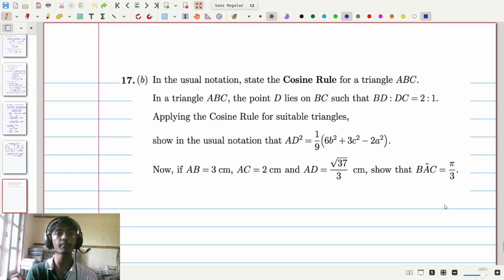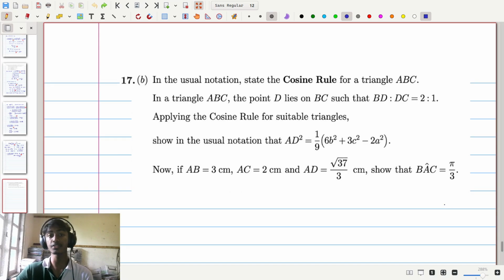2026 A-Level Combined Mathematics Paper 1 Part B, question number 17, Part B. Part A of this same question was discussed in a previous video, link in the top right, and Part C of this question will be discussed in a future video, link in the top right. Part B of this question has to do with the cosine rule.